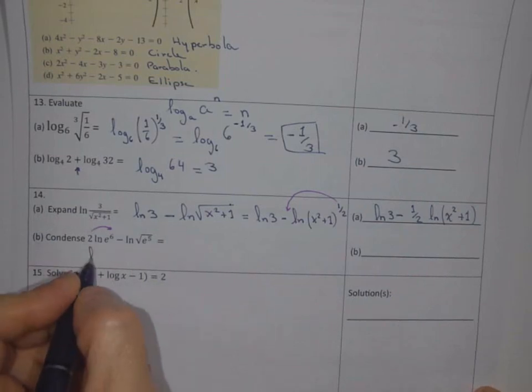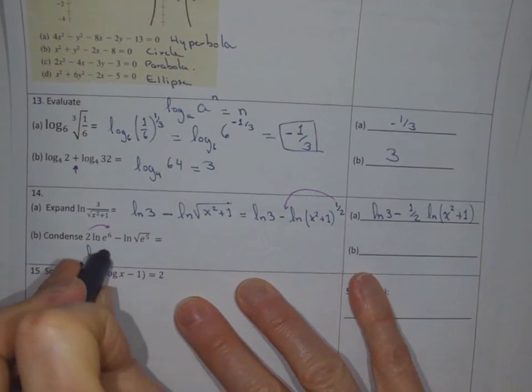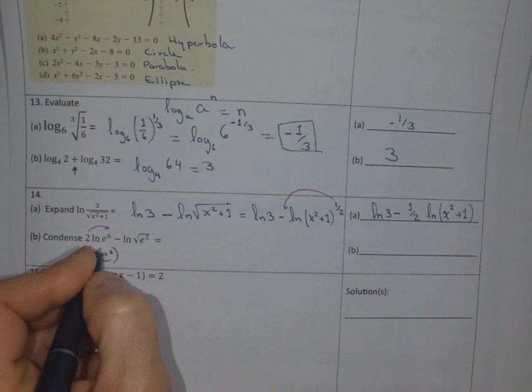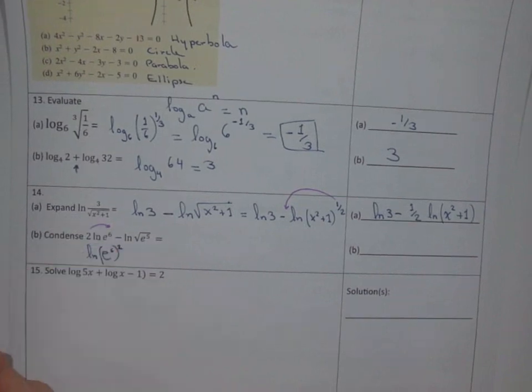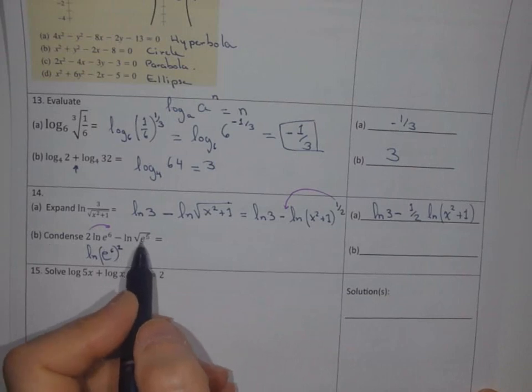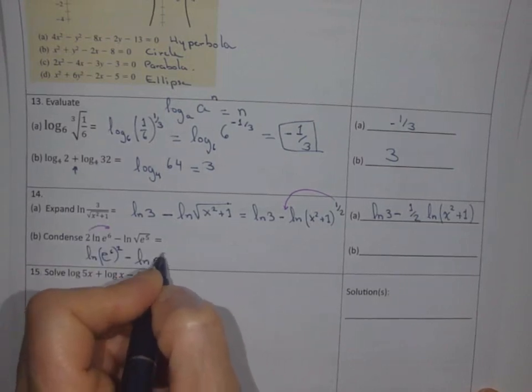So that will be a natural log of e to the 6th, and then bring that in will be to the 2nd. When you have a power to a power, you just multiply them. But let's just go through this one for a minute. We're going to have a minus a natural log of e to the 5th.